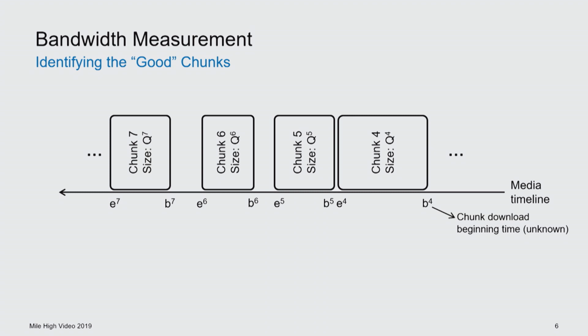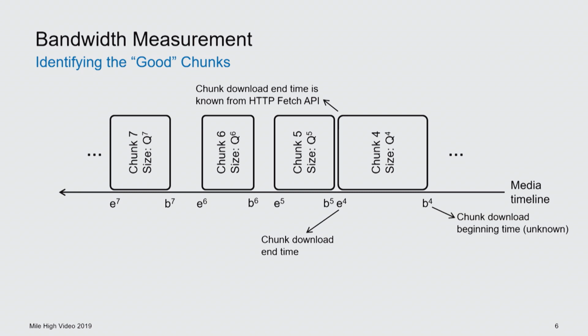Unfortunately, the current MSE stack that we use for JavaScript players doesn't really tell us the chunk request time, because there's not really an exact time when the chunk transmission is going to start on the server side. So that's an unknown for us. The chunk download end time, we can see from our own stack, which is good. And we know the size from the response, as I said. Now, all we need is these B values, the beginning of the chunk transmission times.